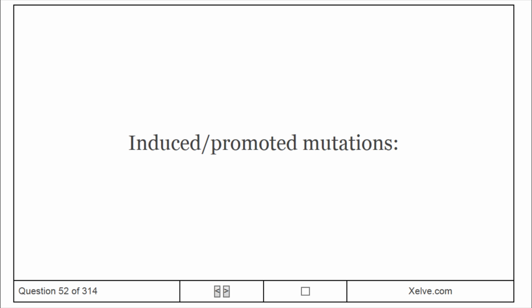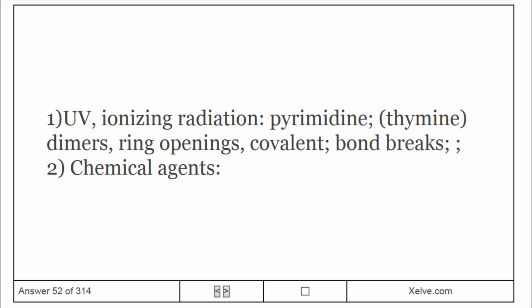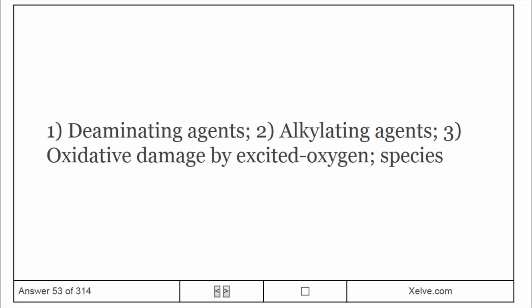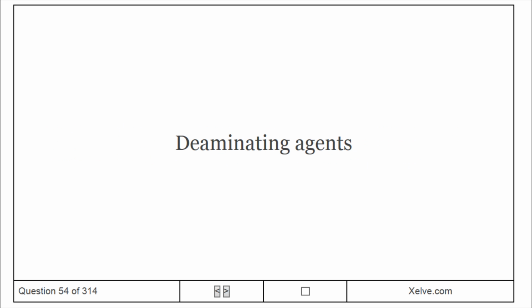Induced mutations. 1. UV, ionizing radiation, pyrimidine dimers, ring openings, covalent bond breaks. 2. Chemical agents. What chemical agents cause induced mutations? 1. Deaminating agents, 2. Alkylating agents, 3. Oxidative damage by excited oxygen species.